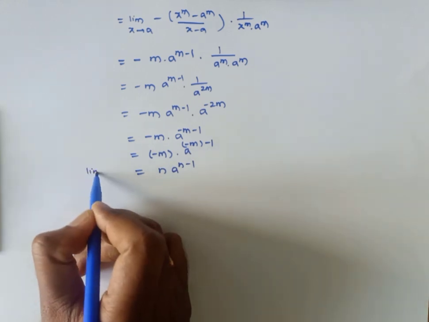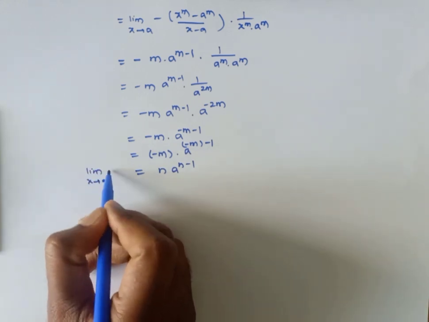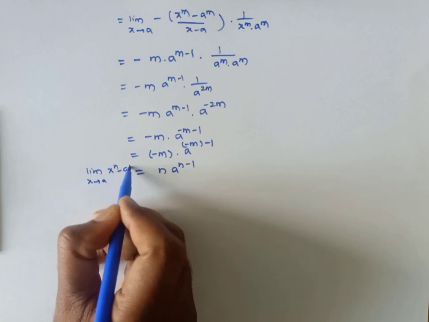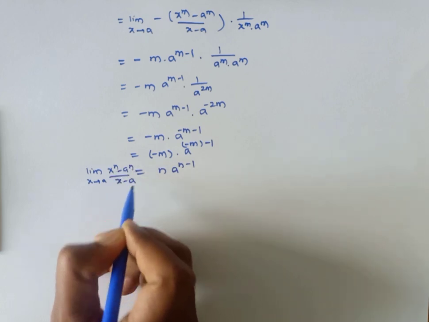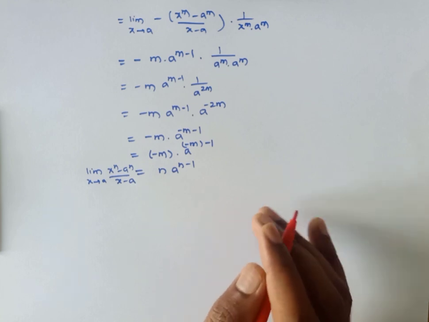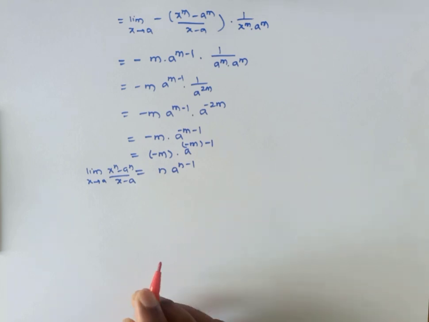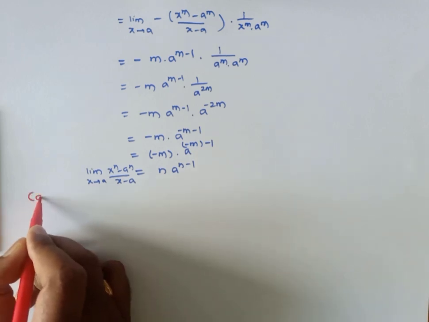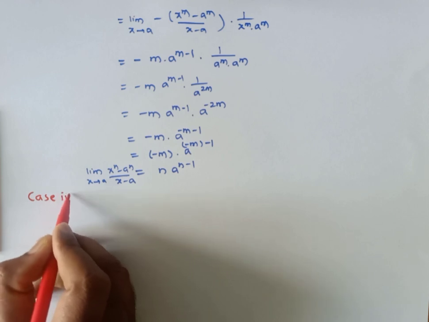This is limit x tends to a, (x power n minus a to the power of n) by (x minus a). Then the given statement is true for n equal to 0, n equal to a positive integer, and n equal to a negative integer. Finally, we need to check with a rational number. That is the last case, case 4.